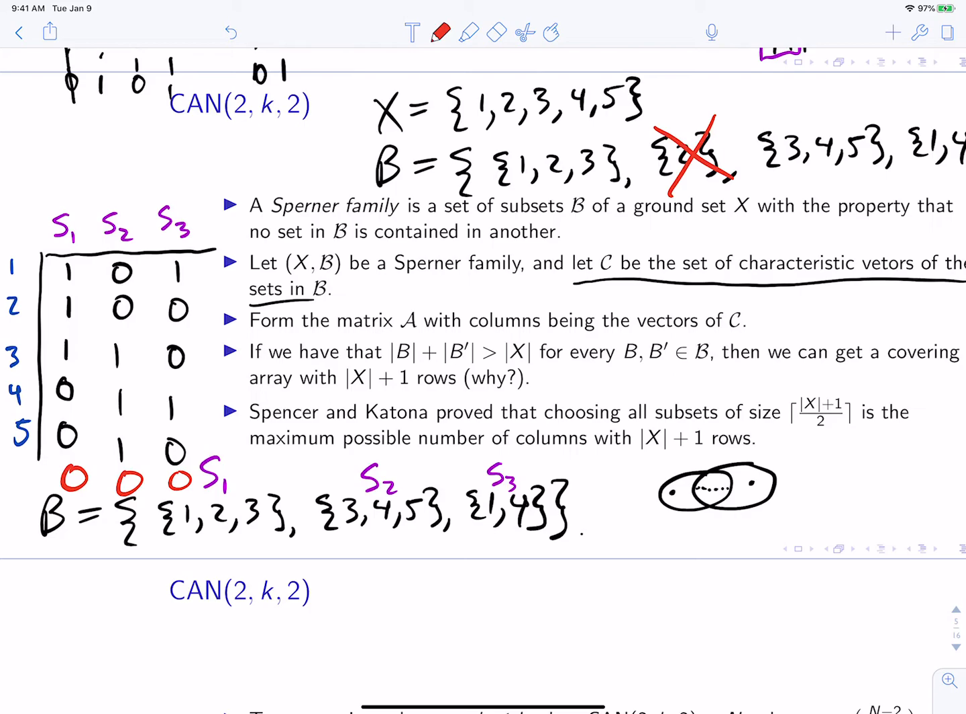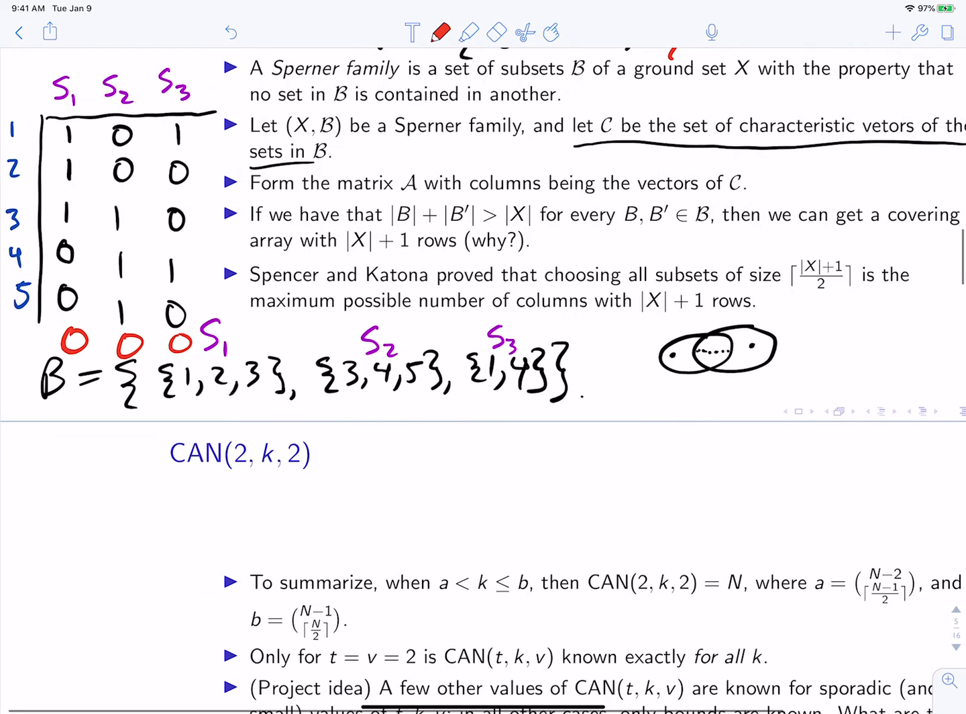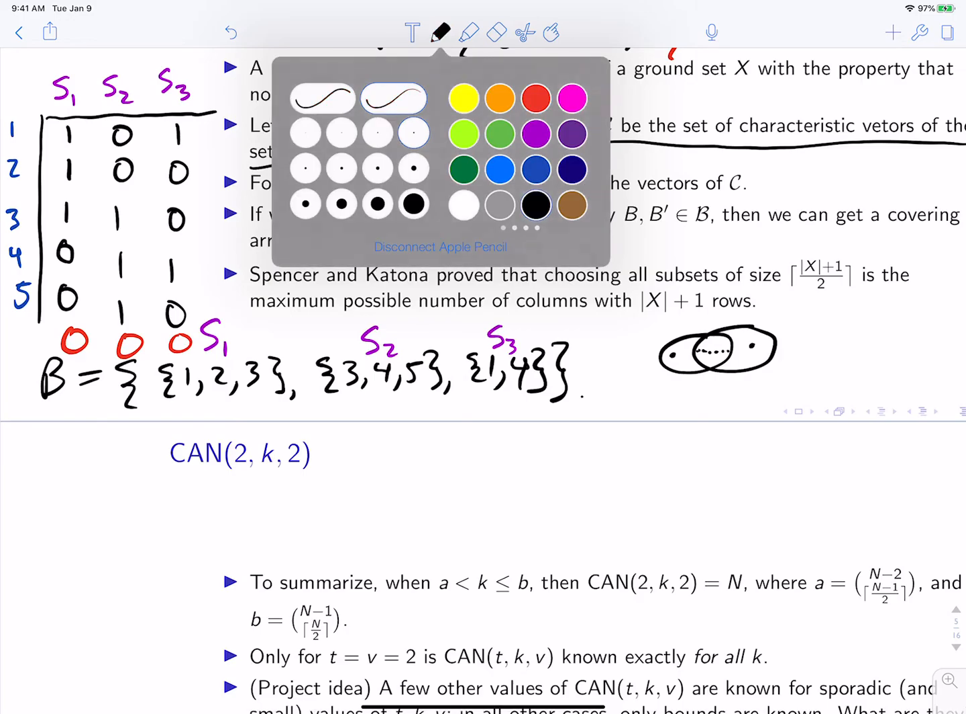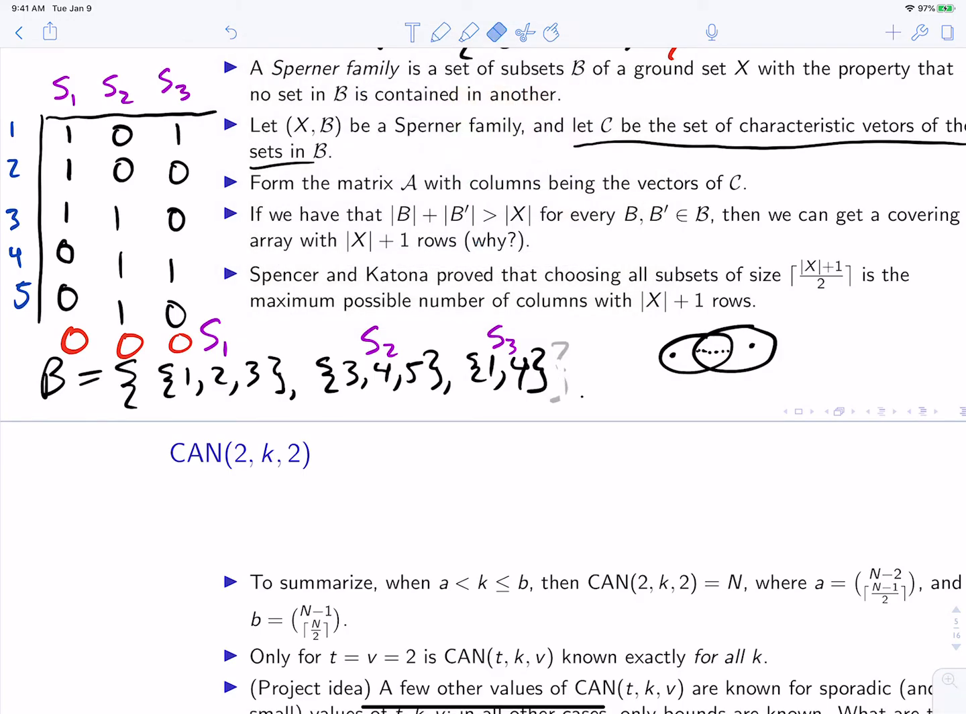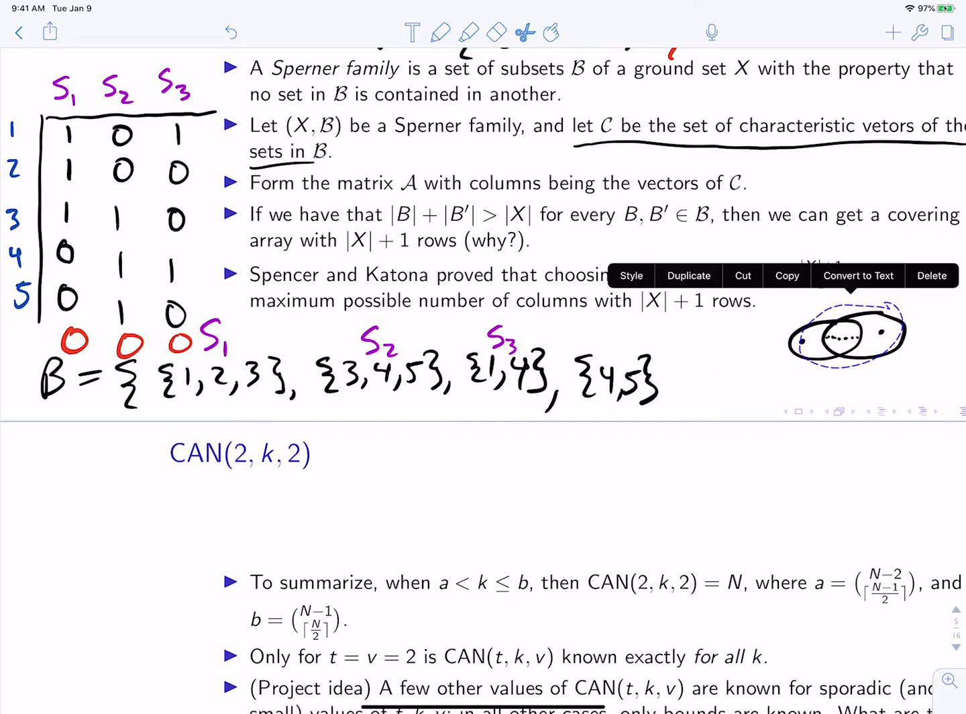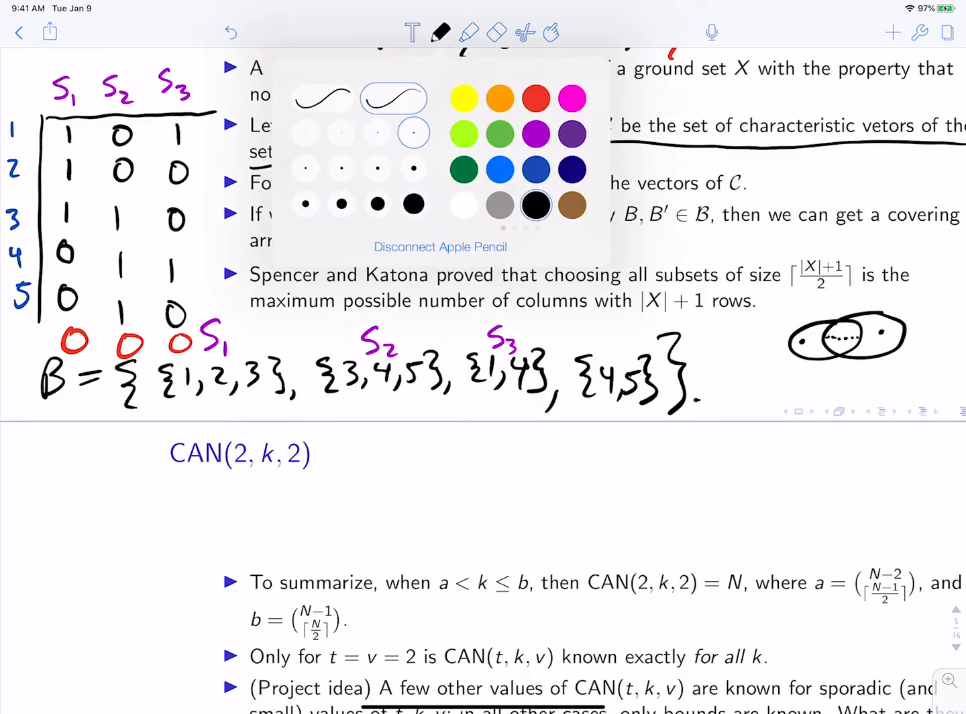I claim that 1, 1 doesn't have to appear. Shoot. Why is that? Well, suppose that I added a fourth set to our collection here. I'm going to add the set 4, 5 to our collection, and I'm going to call it S4.